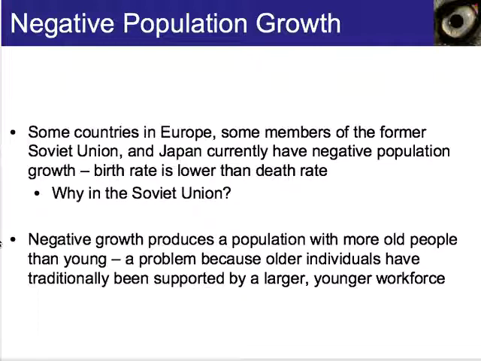Some countries in Europe, some members of the former Soviet Union, and Japan currently have negative population growth. Birth rate is lower than death rate. Why do you think that is in the Soviet Union, or what is now Russia? Negative growth produces a population with more old people than young, a problem because older individuals have traditionally been supported by a larger, younger workforce, and the country's economy is going to need to be supported by a younger workforce.